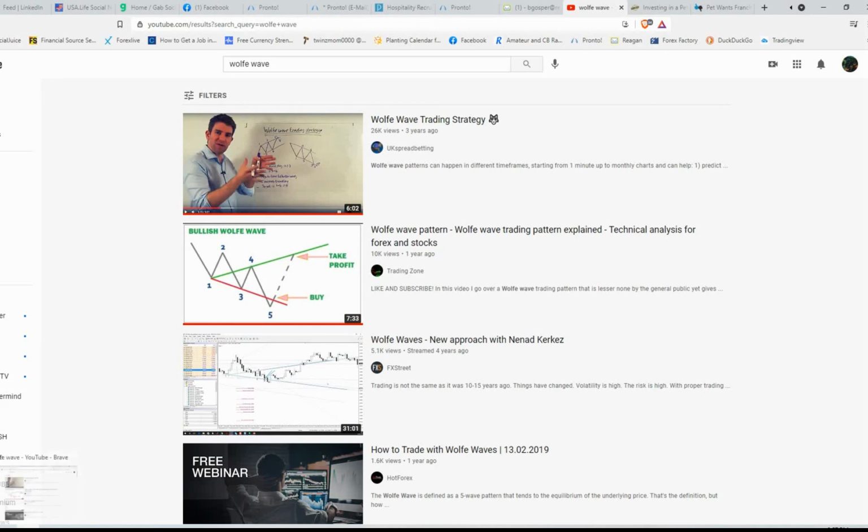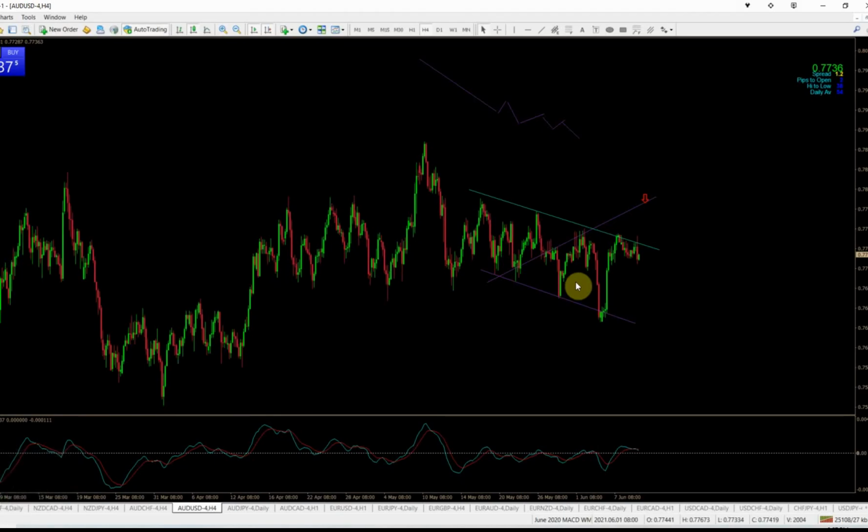So again, if you Google either Wolfe waves, or Elliott wave ending diagonals or leading diagonals, you'll see what I'm talking about. But that's how I look at Wolfe waves. They can be really effective in signaling a potential turn in the market.